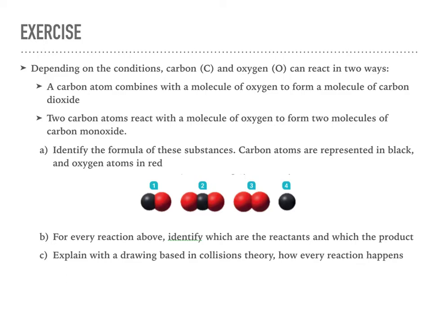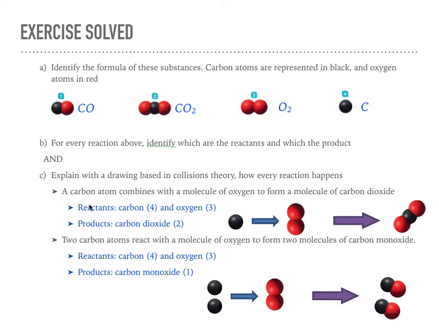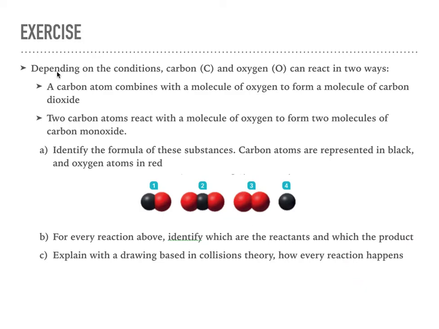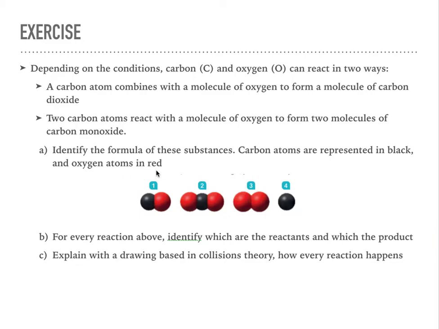This is the exercise, but I have it solved in the next slide, so I'm going to go and read it in the next one. It says, depending on the conditions, carbon and oxygen can react in 2 ways. A carbon atom combines with a molecule of oxygen to form a molecule of carbon dioxide. Or the other way, 2 carbon atoms react with a molecule of oxygen to form 2 molecules of carbon monoxide. First, identify the formula of these substances. Carbon atoms are represented in black and oxygen atoms are in red.